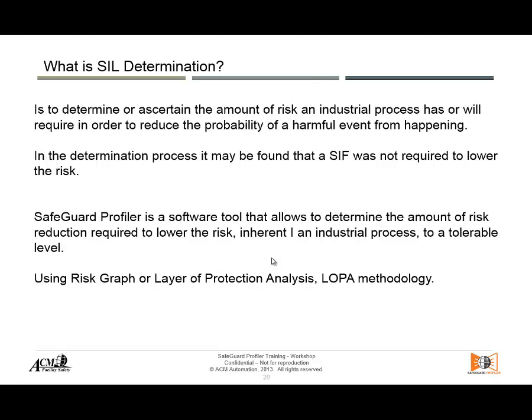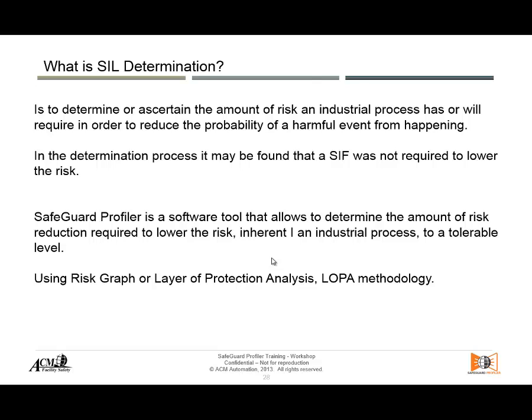SIL determination is to ascertain the amount of risk an industrial process has, or the amount of risk reduction it will require, in order to reduce the probability of a harmful event from happening. That would be to recreate the hazardous scenarios, or complement them, with all those HAZOP scenarios that were described before during the HAZOP session. Now we regroup them in a methodological way according to certain criteria in order to ascertain the amount of risk in those scenarios and reduce it accordingly.